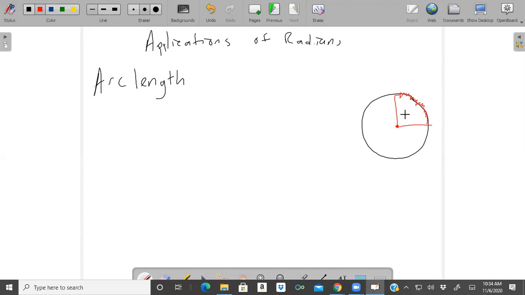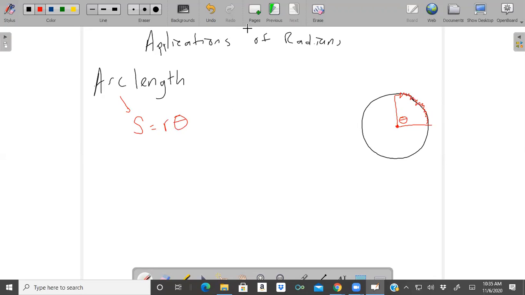That piece is called the arc. Remember, this thing right here is the central angle. Just a couple of terminology pieces here, but this is the arc length right here, and this would be the central angle. Arc length is represented by the letter S. S stands for arc length. The way that you're going to find arc length is by taking whatever the radius is times theta.